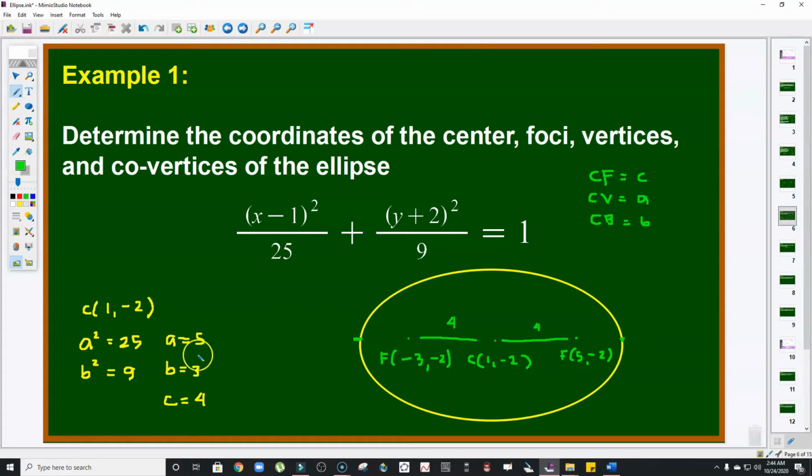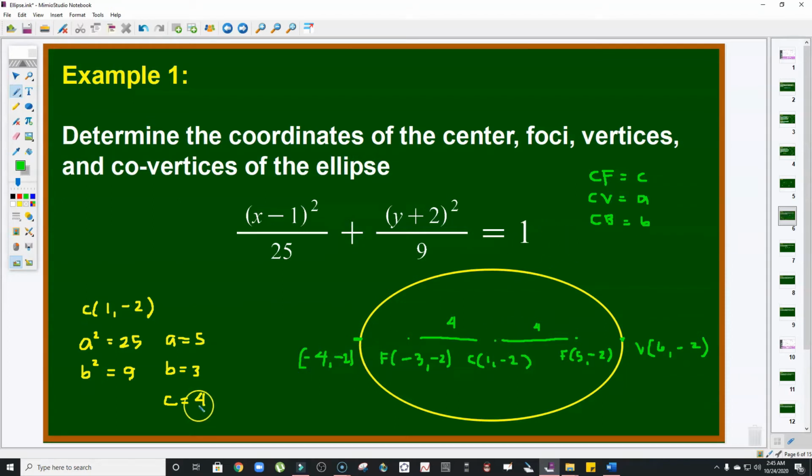See that? Okay, next. a is 5 units. So from the center to the vertex, that's 5 units. Right? Okay. So therefore, I'll add 5 to the x of the center. So, 1 plus 5, so that is (6, -2). Okay, 1 minus 5, that's (-4, -2). Again, the sign of y does not change.